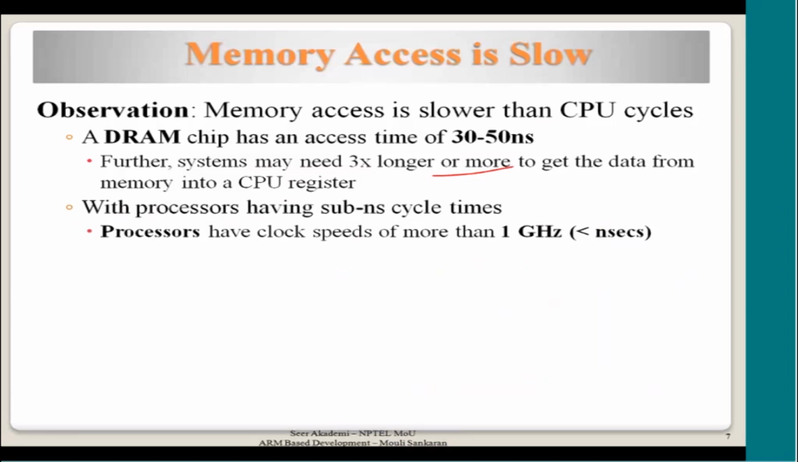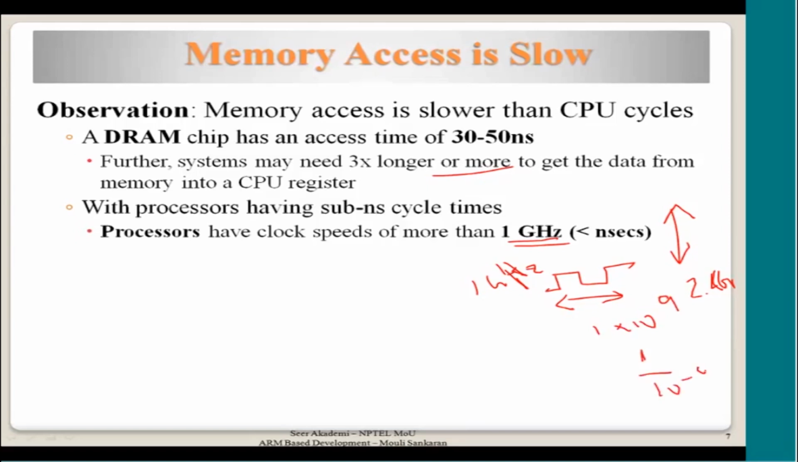Whereas the processors are becoming faster and faster. Even our PCs are running at above gigahertz, 2.5 gigahertz, 2 gigahertz, or this kind of frequency. Processors are used at this clock rate. So if you draw this 1 gigahertz clock, 1 gigahertz will be how much? 1 into 10 power 9 hertz, right? So 1 clock cycle will be this much, correct? This is nothing but 1 nanosecond.